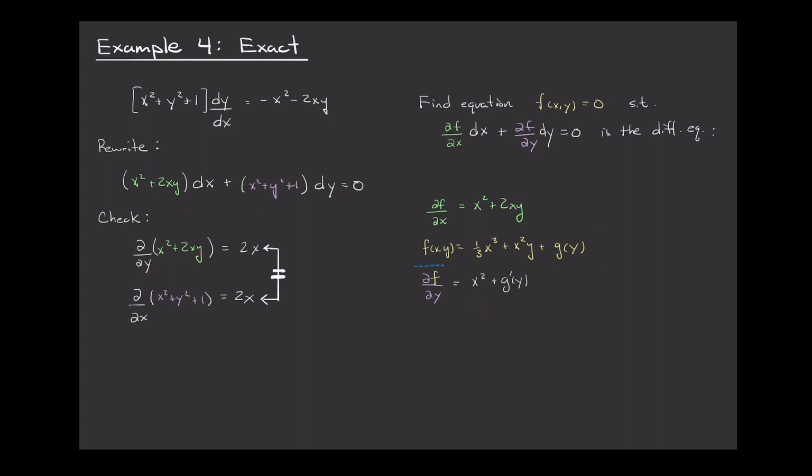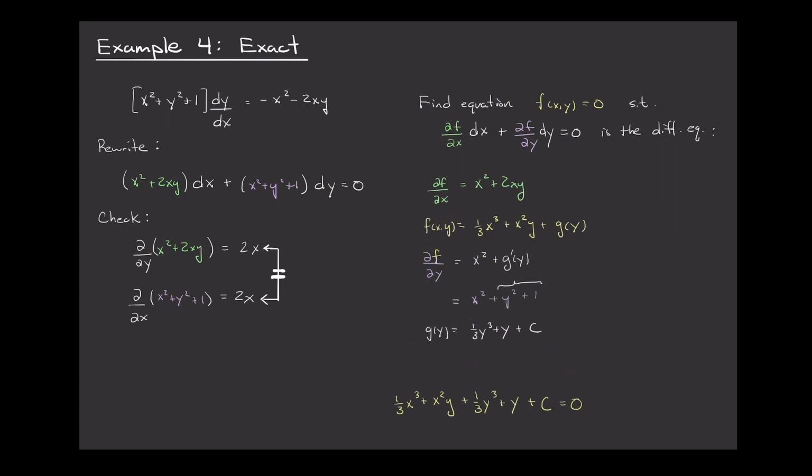Now this, the partial of f with respect to y, which is just this here, should match up with this purple expression. Setting them equal, we can see that the x squareds match up, leaving that g prime of y must be y squared plus 1. That means that g is the antiderivative of y squared plus 1. Having taken the antiderivative of y squared plus 1, getting this expression, now we can substitute g here, and it gives us everything we need for f.